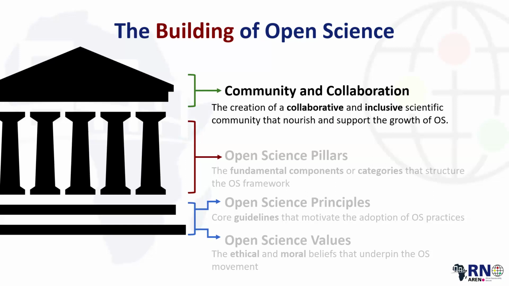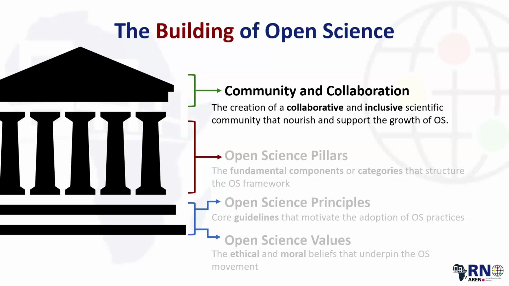So the creation of a collaborative and inclusive scientific community that nourishes and supports the growth of open science. As you can see, each of these components depends on the other. Without the foundation, we would not be able to have the pillars, and without the pillars, we would not be able to have the roof. So I hope that this gave you an understanding about these different factors that go into open science.